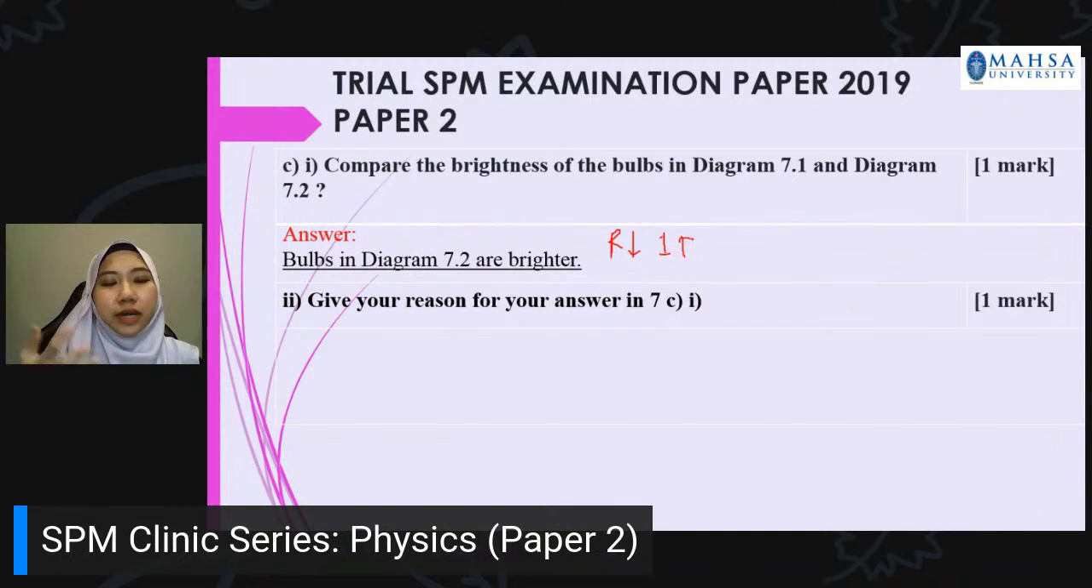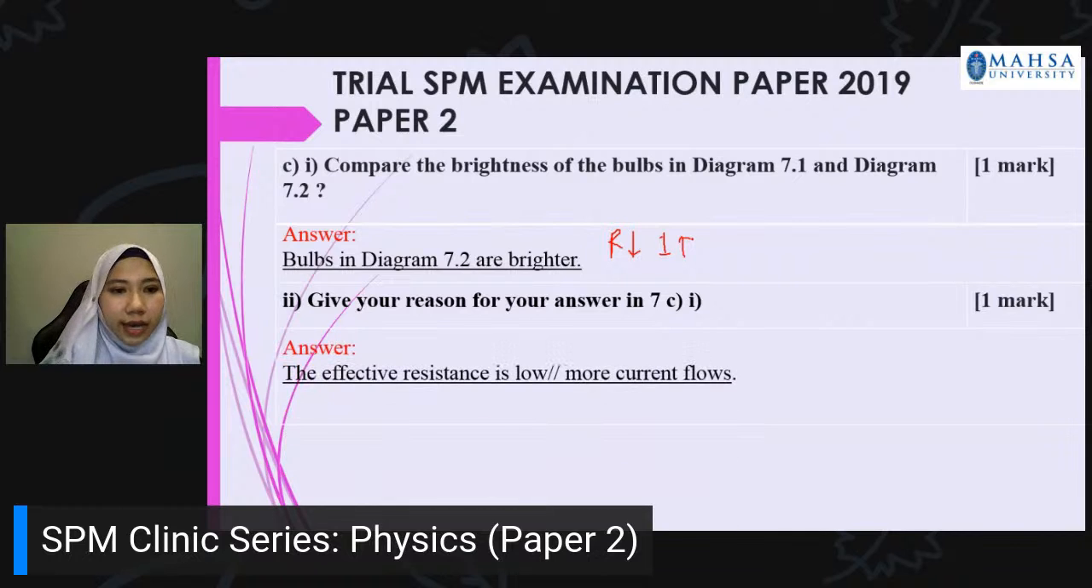With 7.1, the effective resistance is higher, and then the current should be lower. Give the reason for your answer in 7C1. Yes, the effective resistance is low, and then more current flows in your circuit. So done for this question. 1 mark, 1 mark. Correct.